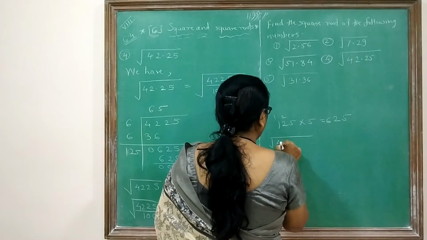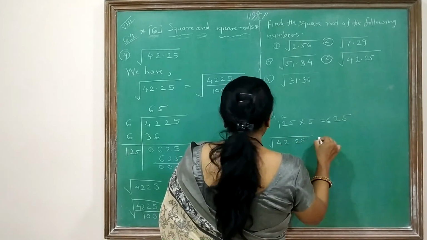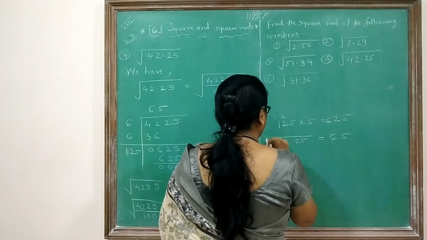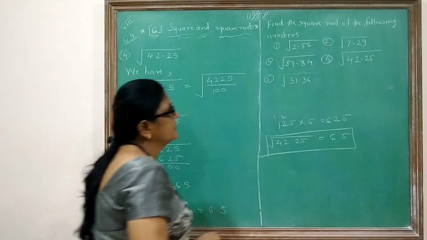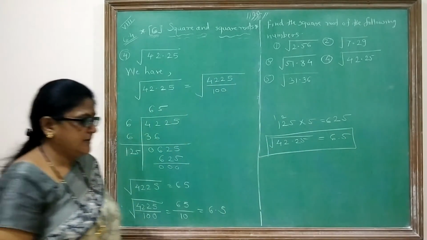Then square root of 42.25 equal to 6.5. Then see your last example.